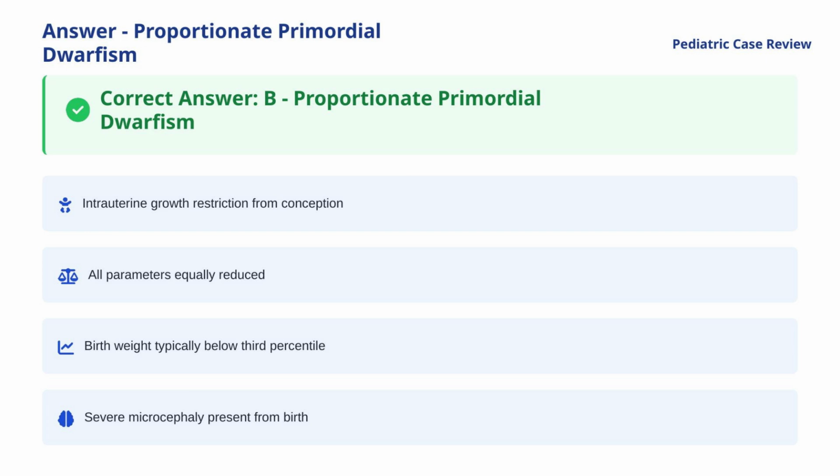Seckel syndrome presents with proportionate primordial dwarfism, meaning growth restriction begins at conception. All growth parameters including weight, length, and head circumference are proportionately reduced. Birth weight is typically below the 3rd percentile. Unlike asymmetric growth restriction where head is relatively spared, Seckel syndrome shows severe microcephaly from birth, making it distinctive.